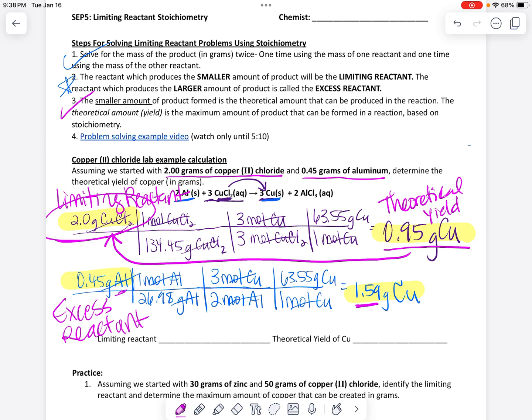Okay, I did write my limiting reactant down here and my theoretical yield up there, so you can just refer to that. Hope that makes sense.